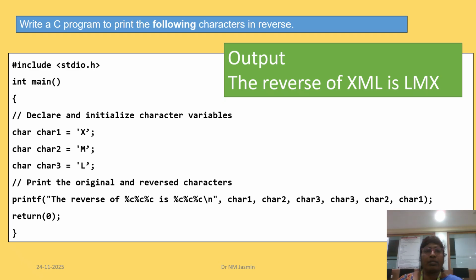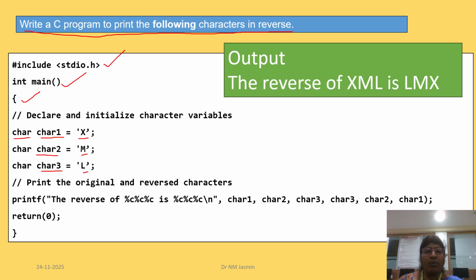Next, go on to the next program. Write a C program to print the following characters in reverse. For that, take the header file, take the main function, and start the execution by declaring and initializing the character variables. First I have taken the data type as char, and the first character I took as X. If you want, you can take other alphabets also. Second character I took as M, and third character as L.